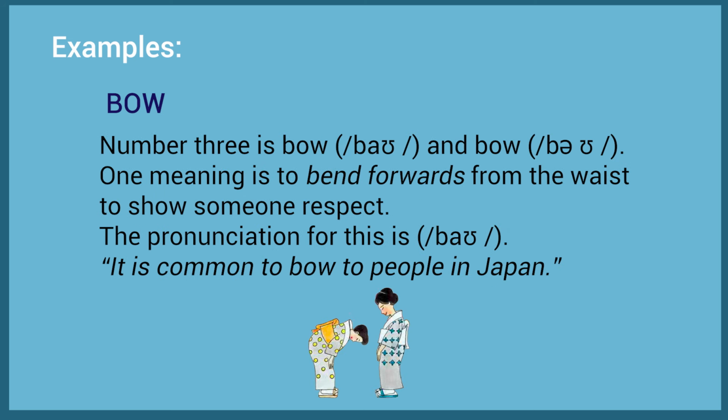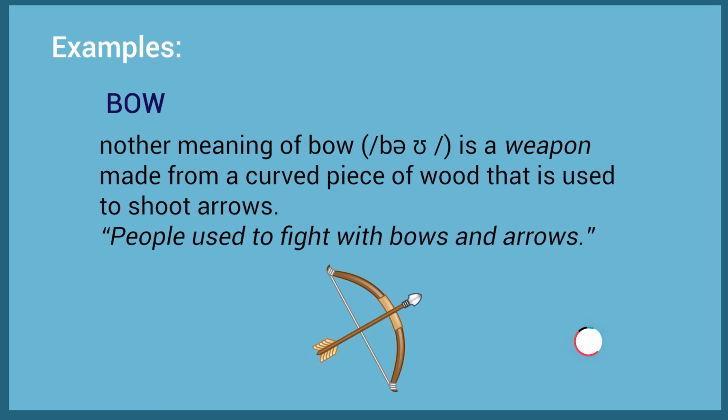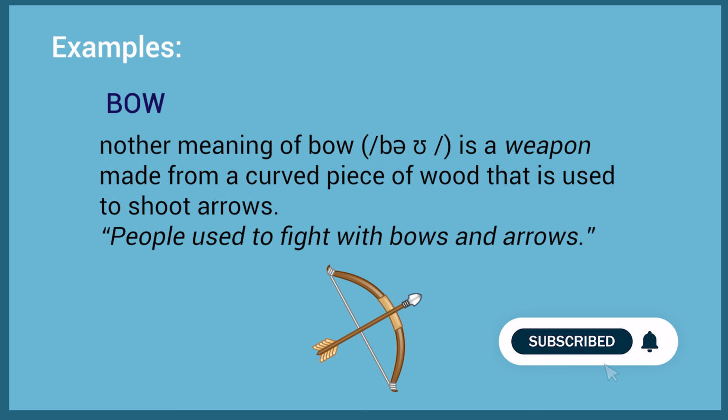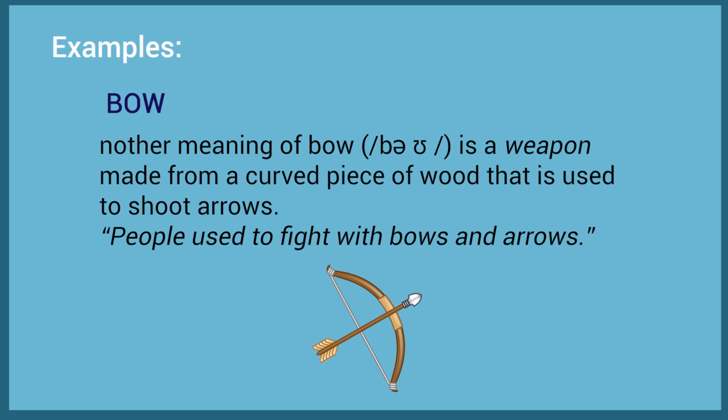Next, we have bow and bow. One meaning is to bend forward from the waist to show someone respect. It is common to bow to people in Japan. Another meaning is bow, a weapon made from a curved piece of wood that is used to shoot arrows. People used to fight with bows and arrows.